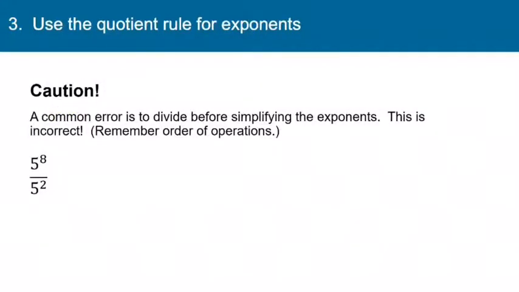Now here's just a word of caution for you. A common mistake people make is to try to divide before simplifying, and this is a violation of the order of operations. Remember, in PEMDAS, we have to handle exponents before we handle multiplying and dividing. So that definitely applies here. You can't say, oh, well, I'm going to divide these 5s, and then 5 divided by 5 is 1, and 8 minus 2 is 6. It does not work that way. So what you have to do is say, well, if the bases are the same, then I can subtract the exponents. So keep the same base and subtract the exponents, and that's all there is to it.